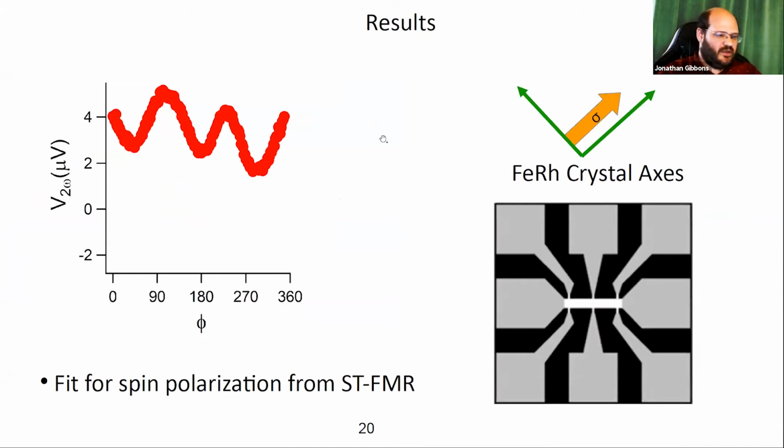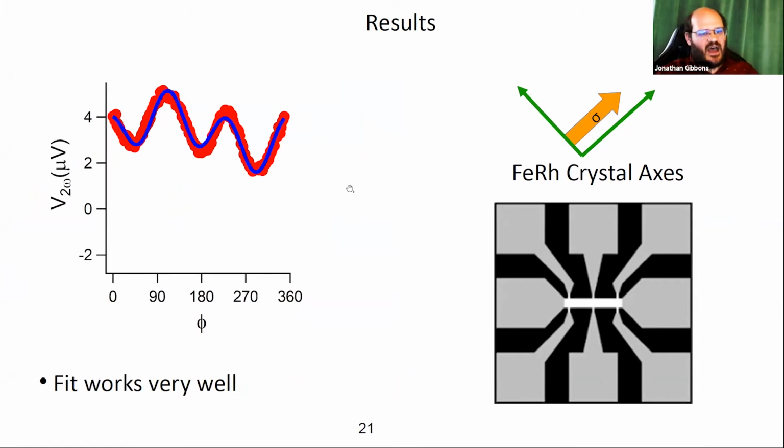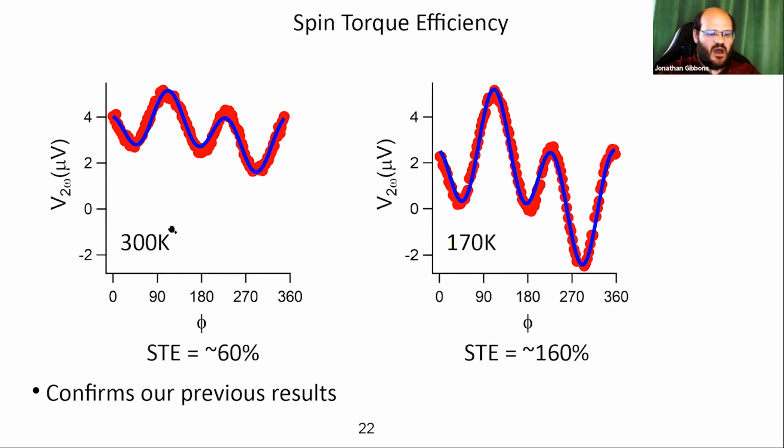So we fit to it assuming this 45-degree angle, what we saw from the spin torque ferromagnetic resonance. Here's our data as we sweep the angle. This is a microvolt voltage. And the fit works very, very well. So from this, we conclude that we're at least close to, if not exactly, at the 45-degree angle spin polarization that we saw from spin torque ferromagnetic resonance. And so then what about the size and temperature dependence? At room temperature, we see a spin torque efficiency of about 60%, which is a little bit smaller than we saw from spin torque ferromagnetic resonance, but it's still quite large.